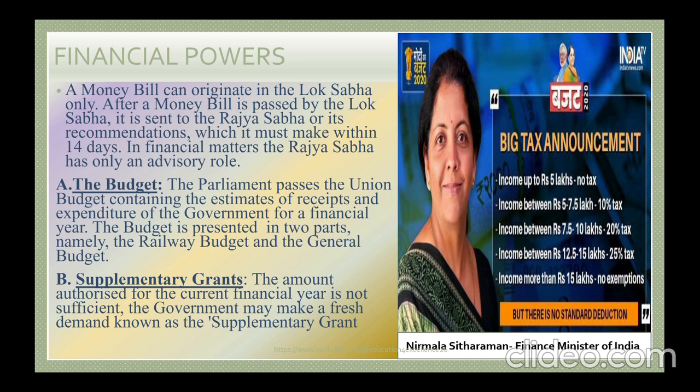The parliament passes the union budget containing the estimates of receipts and expenditure of the government for the financial year. The budget is presented in two parts, namely the railway budget and the central budget. Supplementary grants. If the amount authorized for the current financial year is not sufficient, then the government may make a fresh demand, which is known as supplementary grants, where they can ask for the grants.